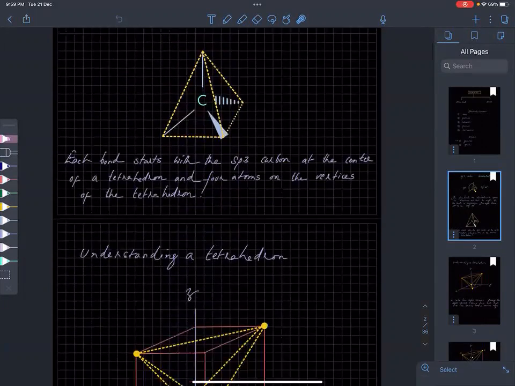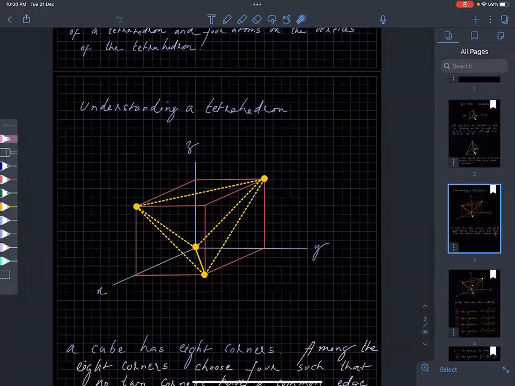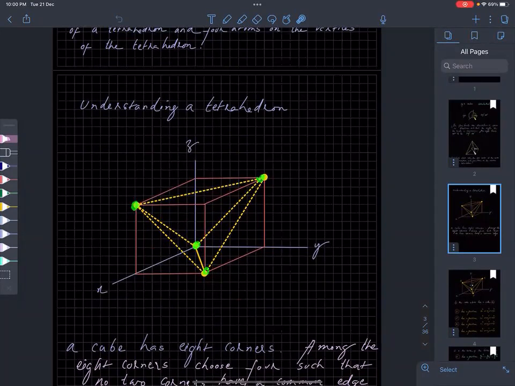Now, how to understand a tetrahedron? If you take a cube, a cube has 8 corners, right? And if you take 4 of the 8 corners such that no 2 corners have a common edge, then those 4 corners will be the vertices of a tetrahedron. Clear? This is a cube. I have taken this corner. I left the neighboring corners because they have a common edge. Then I took this. I left its neighbors, and I took this. I left the neighbor. I took this, so its neighbors are already left. So these corners will be the corners of a tetrahedron. Do you agree?